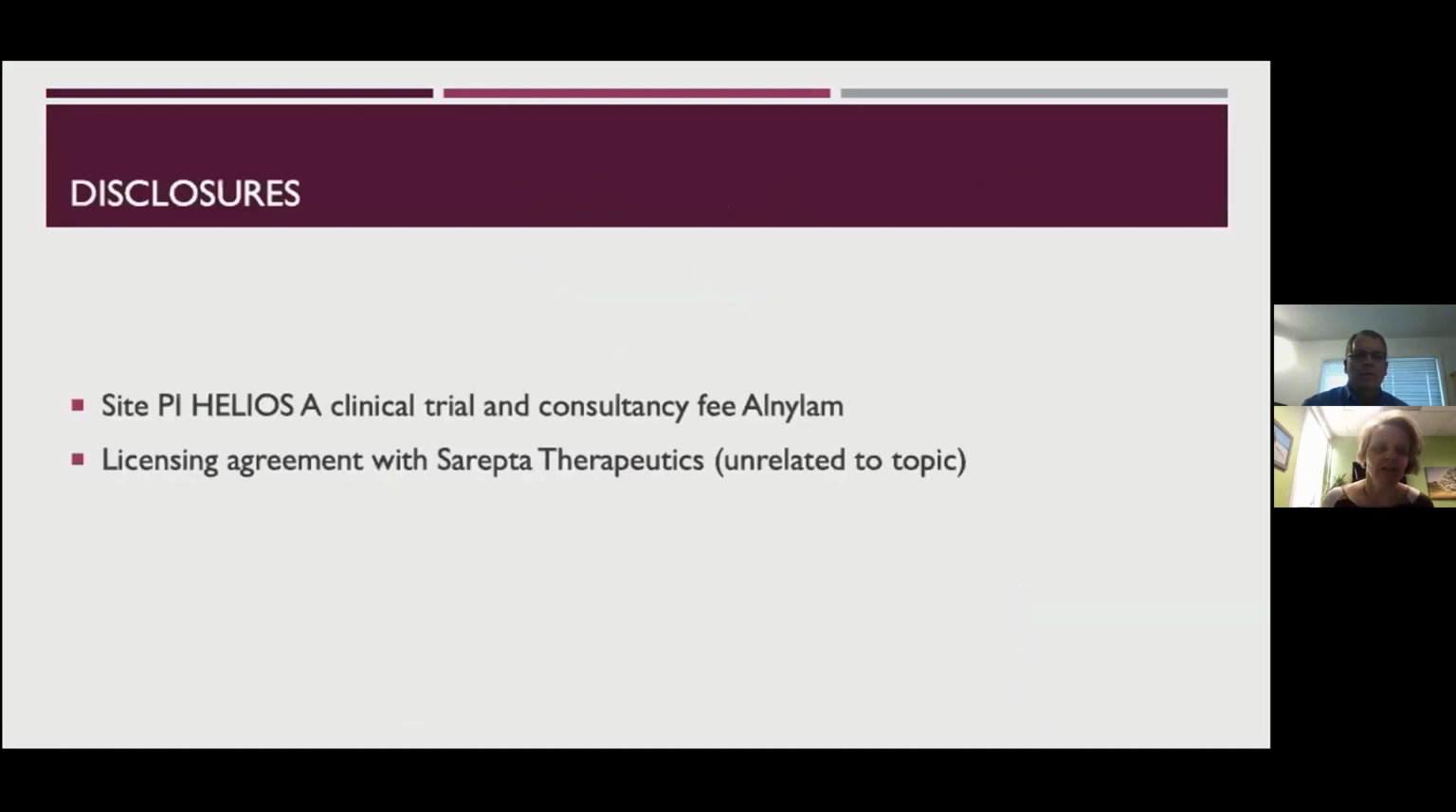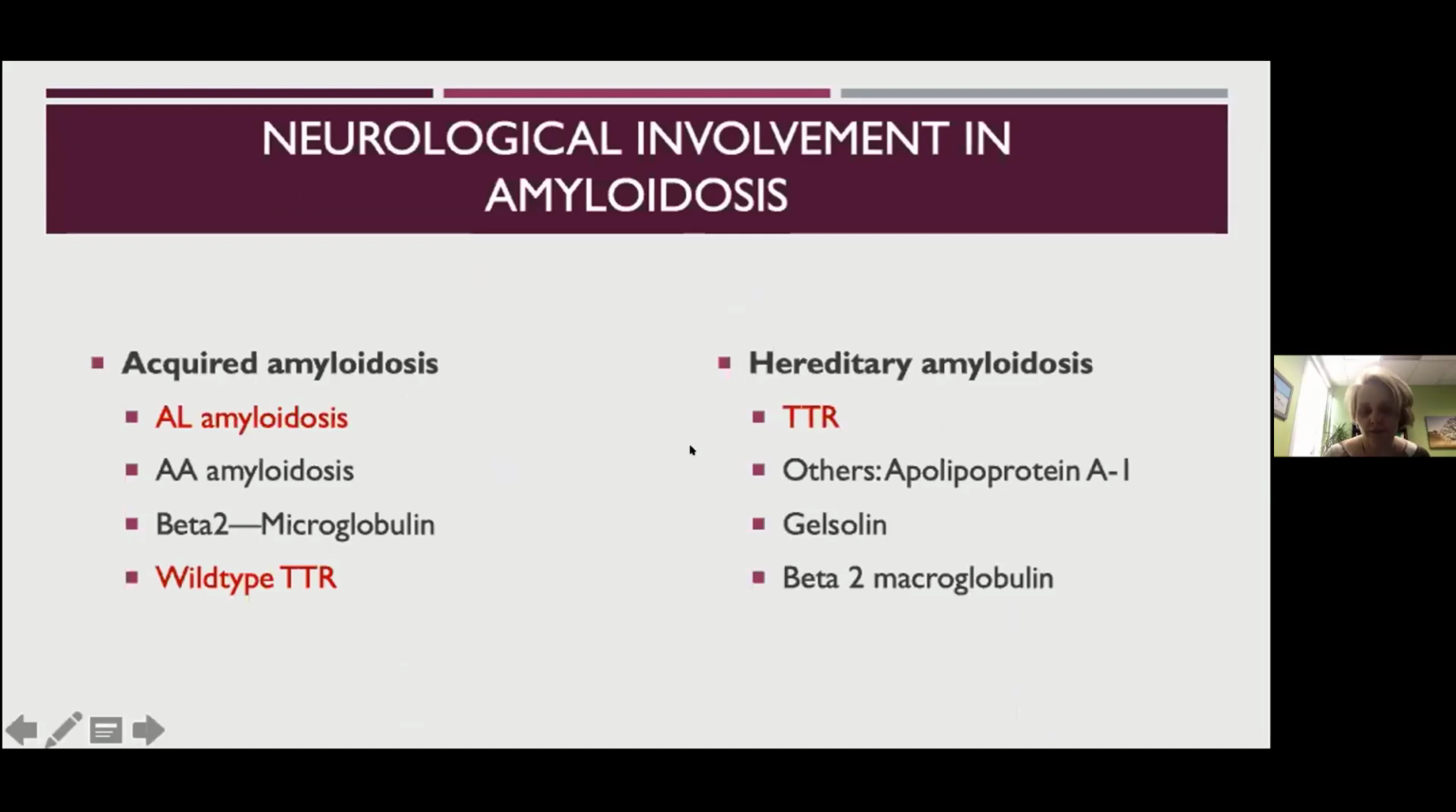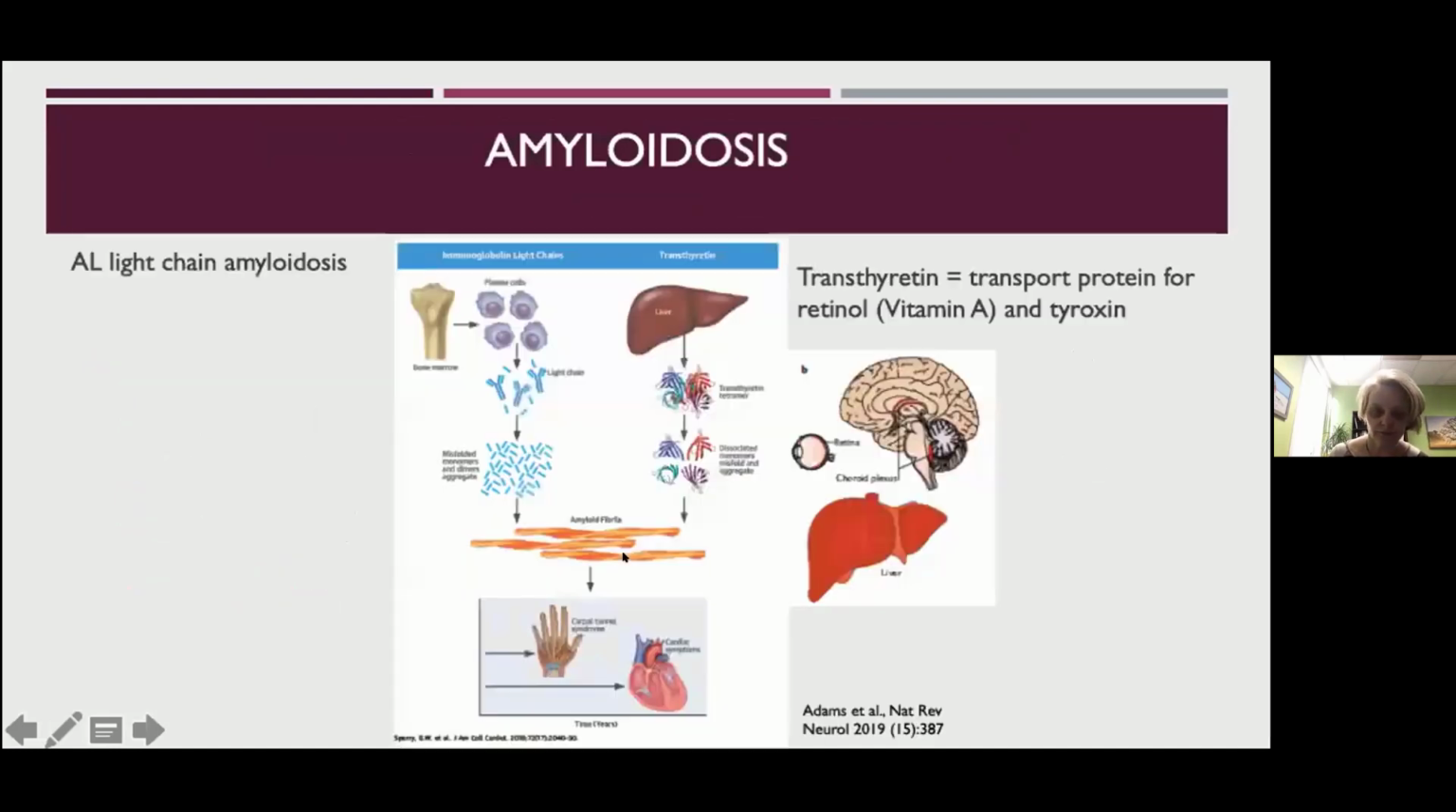So yeah, I will switch gears a little bit and talk about the neurologic involvement in amyloidosis. These are my disclosures. In general, neurologic manifestations can be observed both in acquired amyloidosis and in hereditary amyloidosis. As we have heard, the most common cause of hereditary amyloidosis is transthyretin amyloidosis. However, transthyretin amyloidosis can also happen with wild type transthyretin, so without mutation. And the other most common form of acquired amyloidosis is light chain amyloidosis. And in the next 20 minutes, I will focus on these three types.